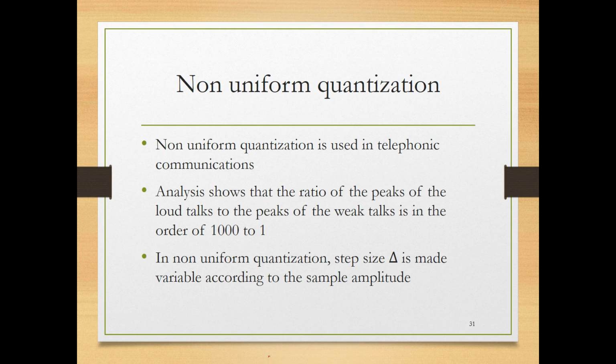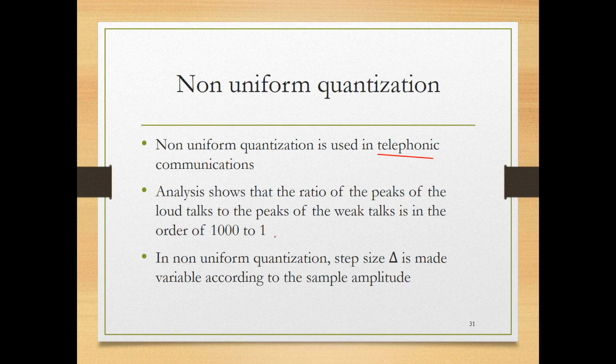So as the name implies, non-uniform quantization means you don't have a fixed step size. The step size is changeable and variable according to the variations in the signal that you want to quantize. Usually it's used in telephonic communication, and this is because the analysis shows that the ratio of the peaks of the loud talks to the peaks of the weak talks is in the order of 1000 to 1. There is a huge difference in the ratio between them.